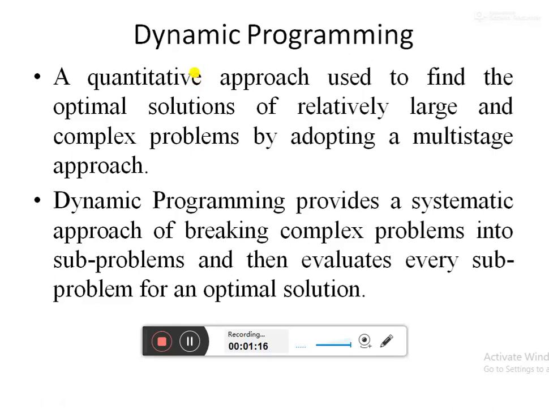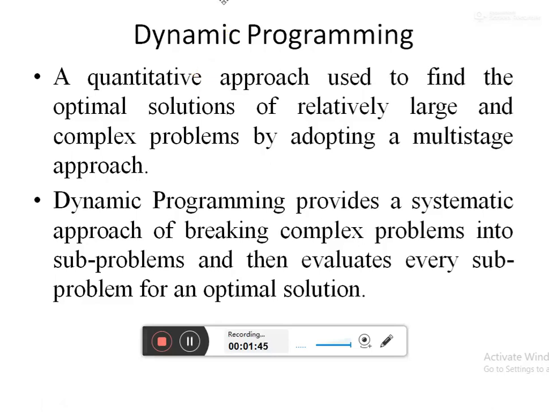It means we break the larger problem into smaller sub-problems and then accordingly solve them. In other words, we can say that it is a systematic quantitative approach of breaking complex and larger problems into sub-problems and then evaluating every sub-problem for an optimal solution.